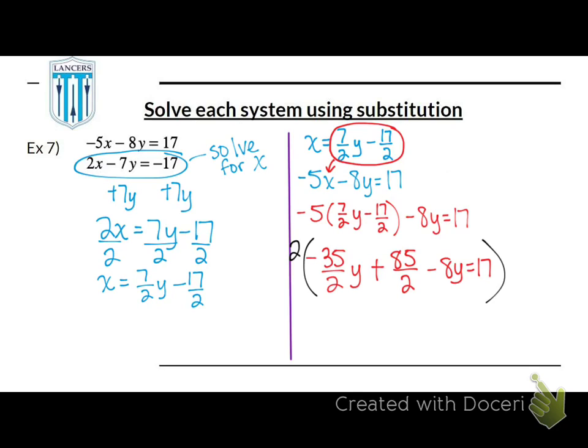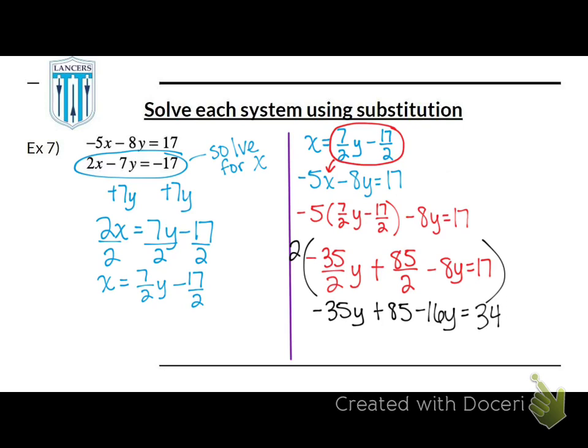We only do that once there aren't any other parentheses there. So when we do that, these 2's cancel. I get negative 35y. These 2's cancel. So that's plus 85. There's no 2 to cancel down here, so this becomes negative 16y. Again, no 2's to cancel with the 17. So it becomes a 34. From there, it shouldn't be too bad.